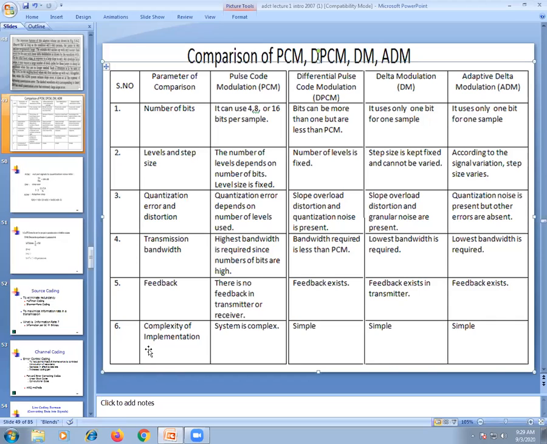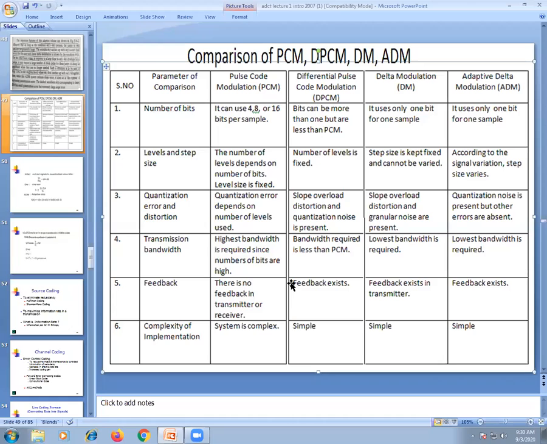The last one is complexity of implementation. In order to implement the system, the PCM system is complex to implement, because there is no certain feedback method to know the lapses. That's why the system is complex. The next one, DPCM, is simple to design. Also, delta modulation is simple to design, and adaptive delta modulation is simple to design. So this is a comparison of PCM, DPCM, delta modulation, and adaptive delta modulation.